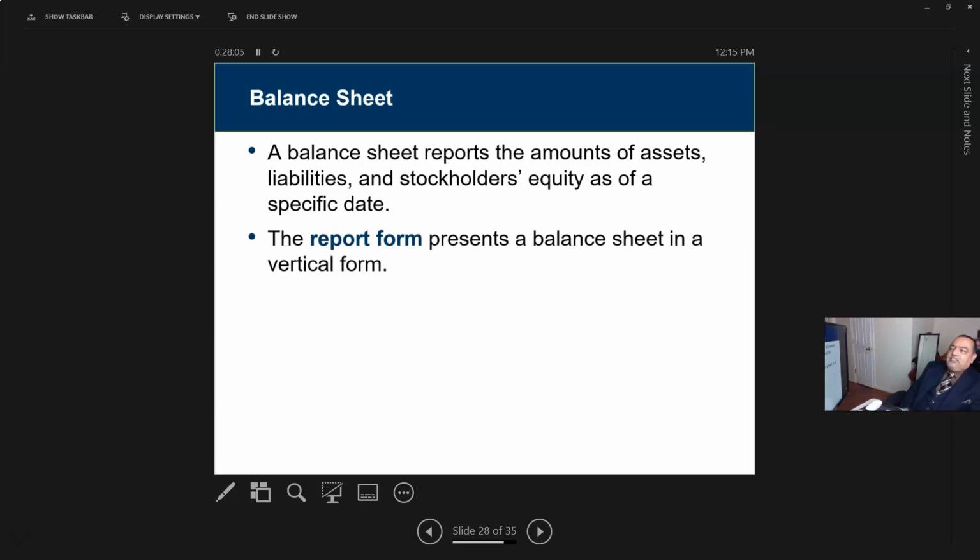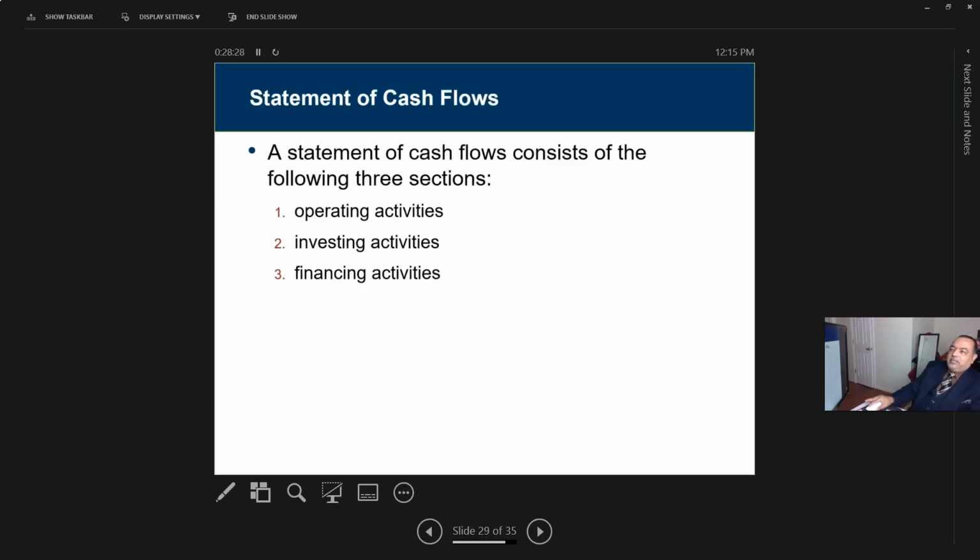Now, a balance sheet reports the amounts of assets, liabilities, and stockholders' equity as of a specific date. A report form presents a balance sheet in a vertical form. Sometimes we also do a T-shaped one, where one side is on the left-hand side and the other on the right-hand side. But we normally use a report format.